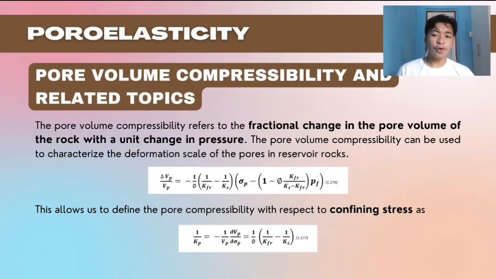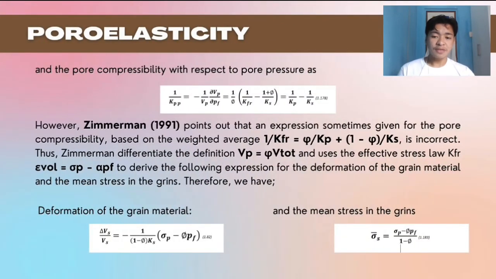So next is the pore volume compressibility and related topics. The change of the pore volume as a result of change in the pore pressure or confining stress is of obvious interest in petroleum-related rock mechanics. So the pore volume compressibility refers to the fractional change in the pore volume of the rock with the unit change in pressure. In pore volume compressibility, we have this formula. And this formula allows us to define the pore compressibility with respect to confining stress as this formula na. So also, the pore compressibility with respect to pore pressure as this formula.